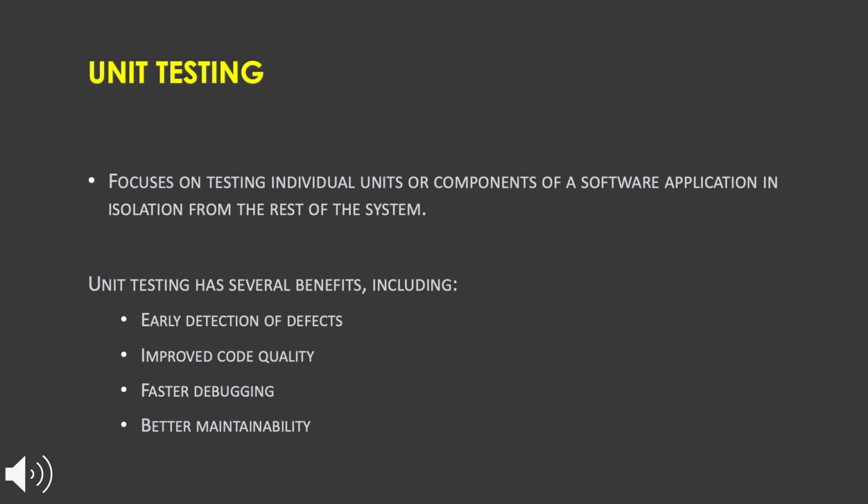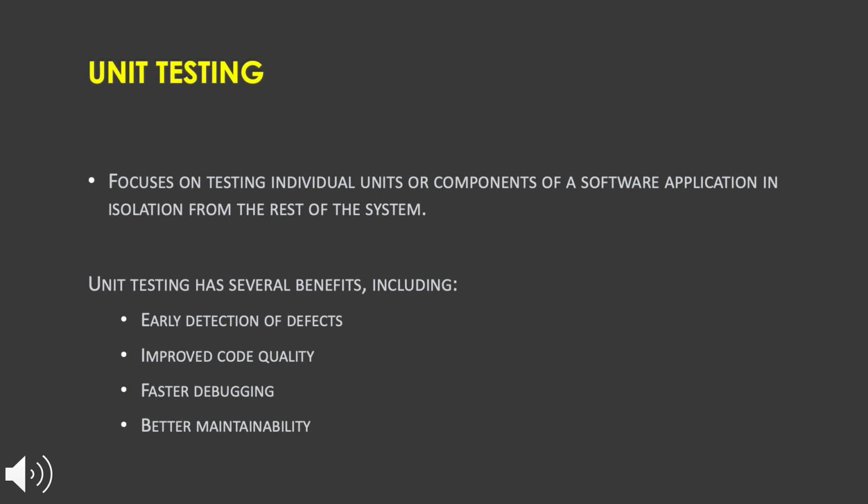Unit testing is typically performed by developers as part of their development process. It is usually automated, with the help of testing frameworks and tools. Unit testing has several benefits, including early detection of defects. Unit testing can detect defects early in the development cycle, making it easier and less expensive to fix them.